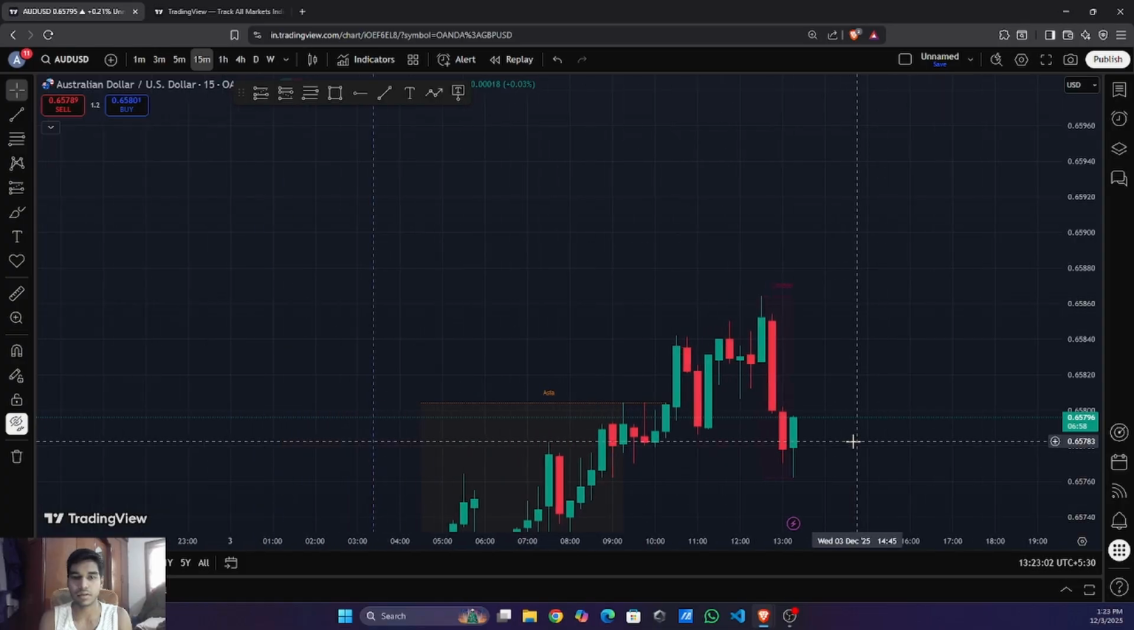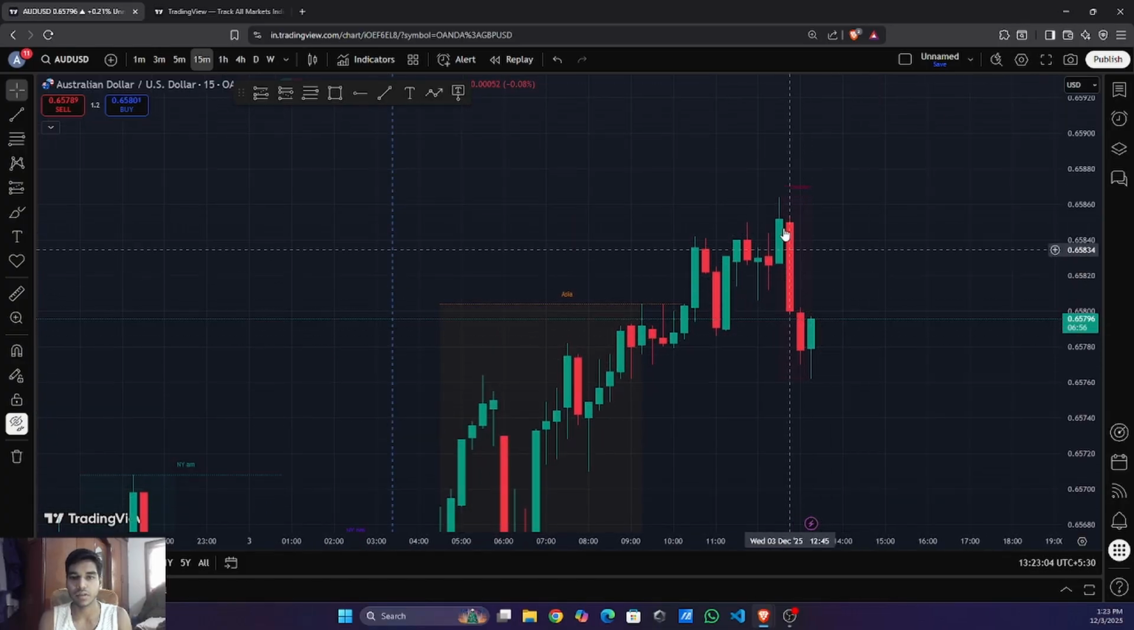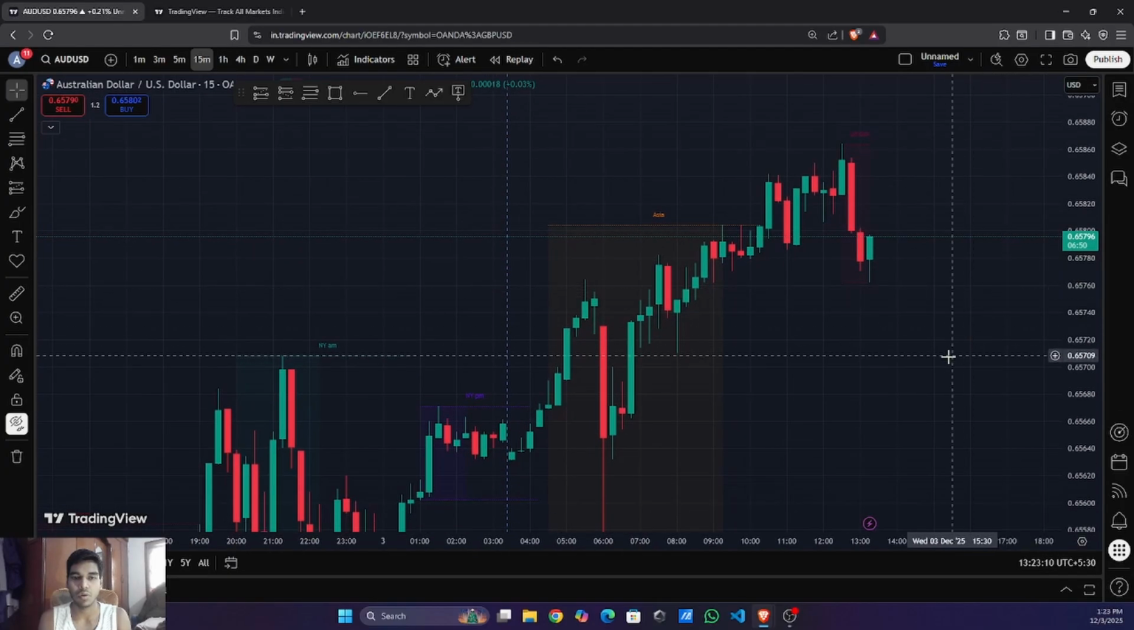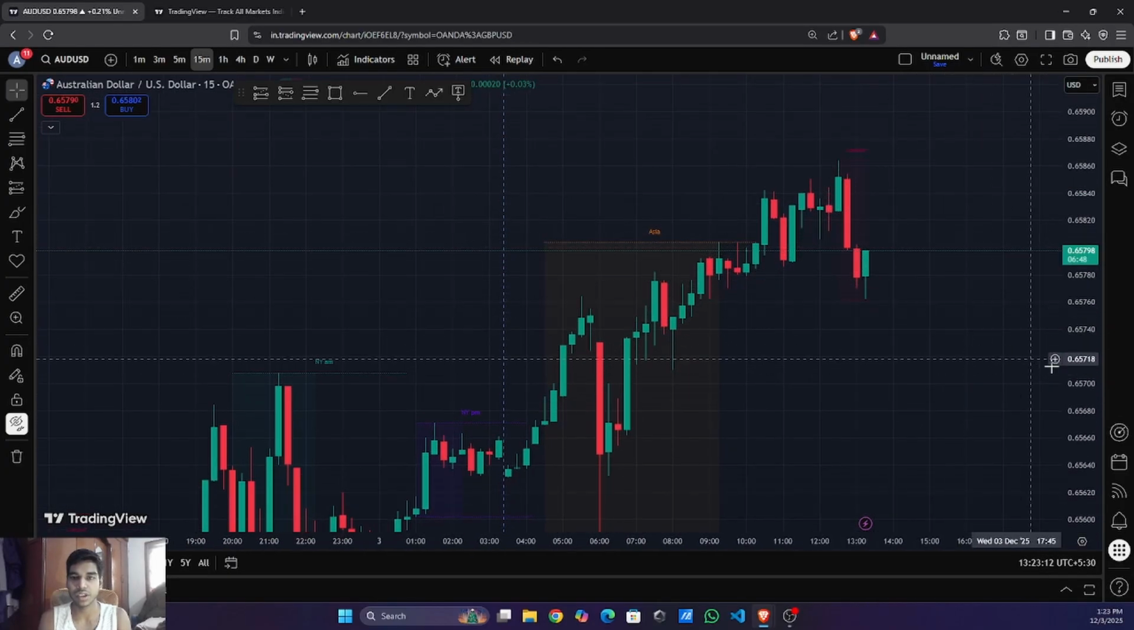15 minute is good that it is bearish. The displacement is there, so I think I'm wrong about the direction of the market. Overall, it is bullish, but this session will be a retracement session. That's what I think.